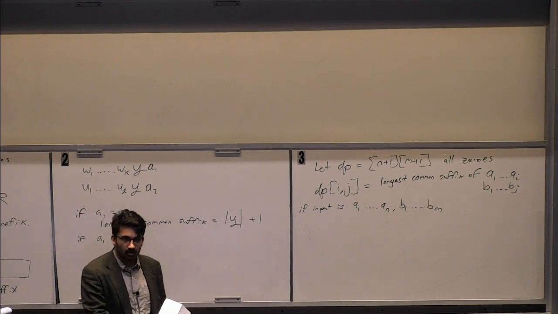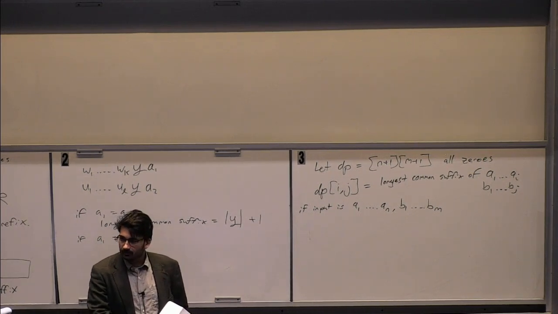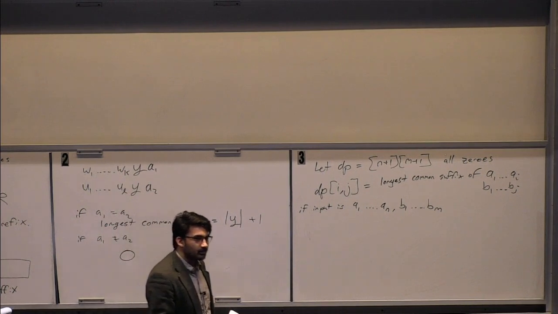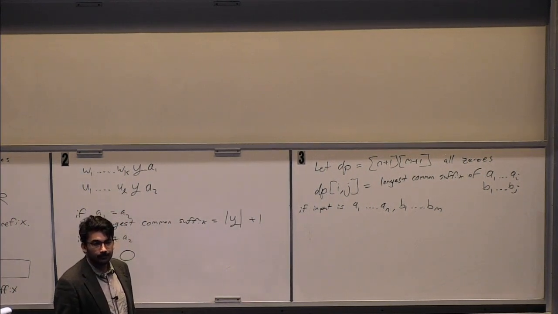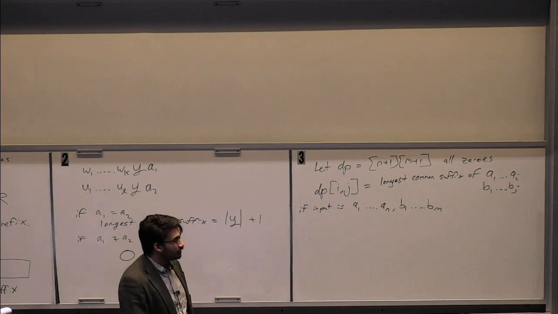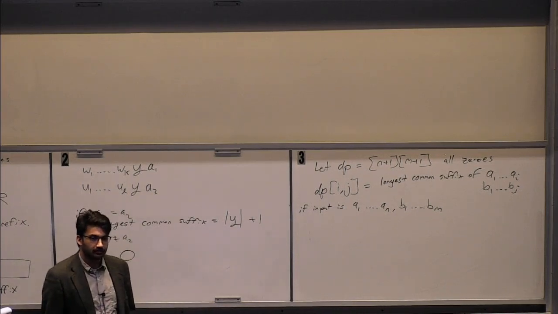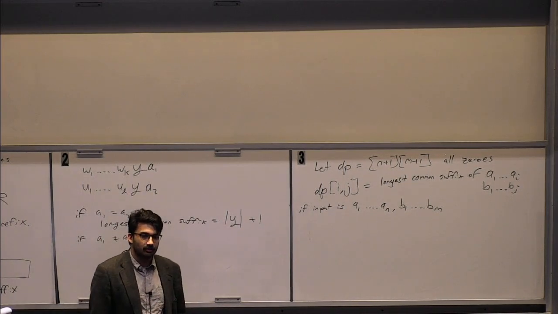We'll go a little slow for this. Right. Yeah. Absolutely. It's indexed by two variables. It's two-dimensional. And we will fill in a table and draw an example as well.